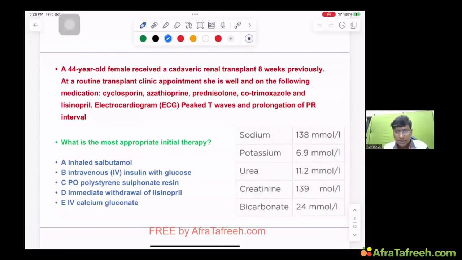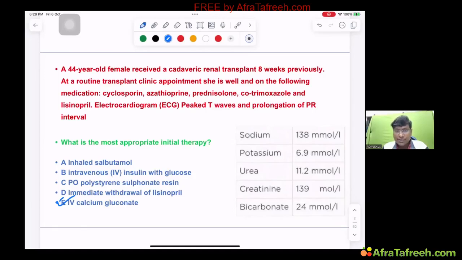Right. Soumya, why did you go for option B? What is the most appropriate initial therapy? That will be intravenous calcium gluconate. That is the drug of choice in patients with hyperkalemia. And followed by that, your insulin plus dextrose is very much required, for reducing the potassium levels. That is the quick and earliest.